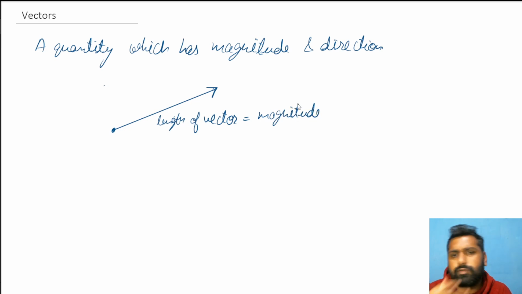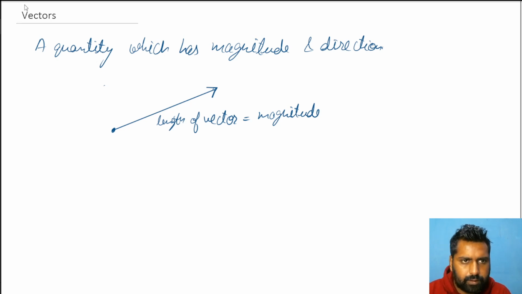If we want to represent any vector, basically we show it with the help of an arrow, and the length of it will represent its magnitude. If the magnitude is more, the length will be more. If the magnitude is less, the length of the vector will be less. That's about representation.